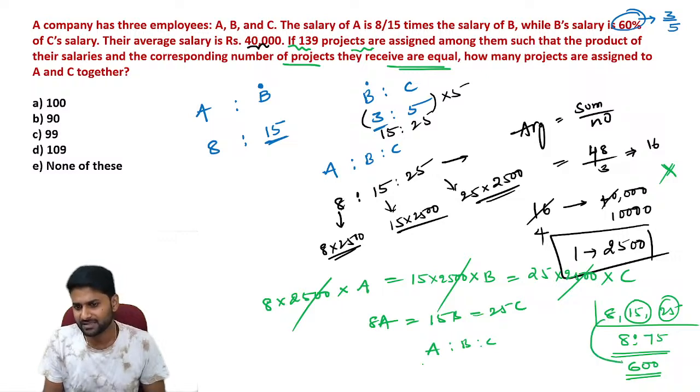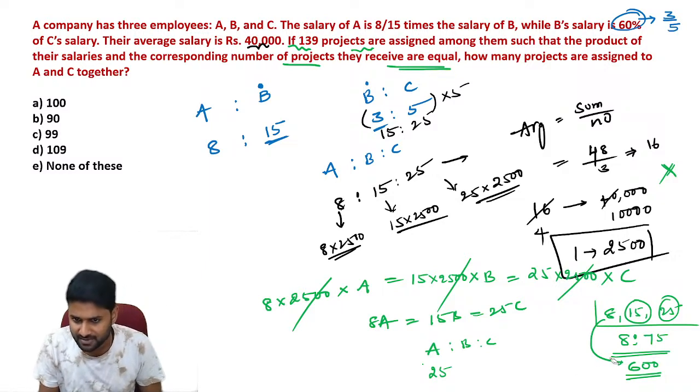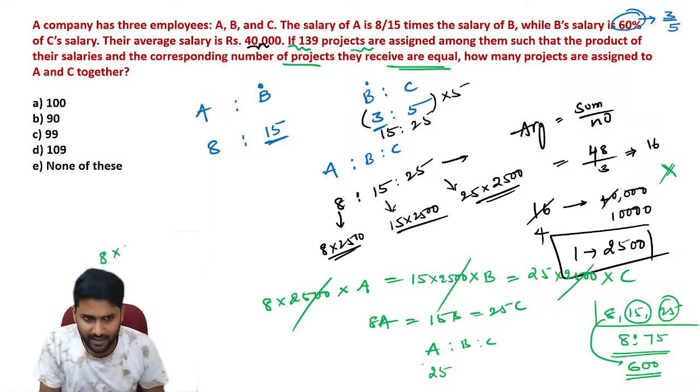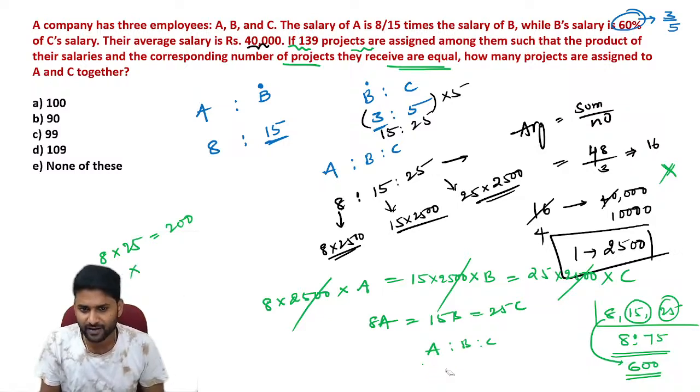Now 8 becomes 600. 8 times 25 is 200, so 8 times 75 is 600. It's 75 times the B value. So 15 becomes 600 exactly 40 times. 25 becomes 600 exactly 24 times.